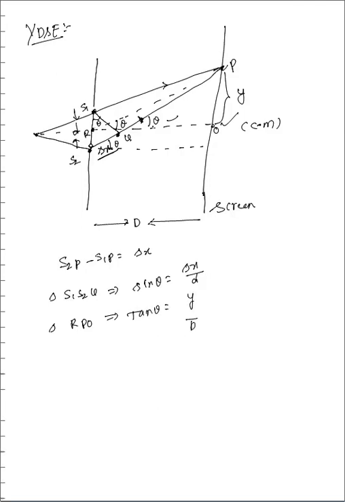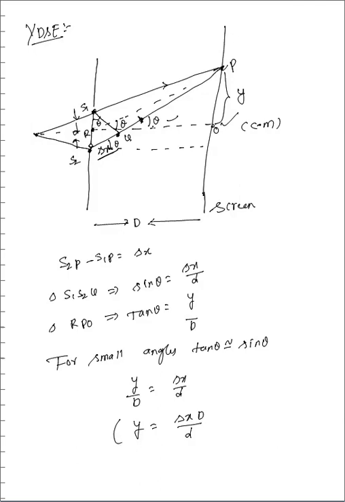We know that if the angle between these rays is small, for small angles, tan theta is always equal to sin theta, from the sandwich theorem in mathematics. So tan theta equal to sin theta means Y by D equals delta x by d. Therefore Y equals delta x into capital D by small d. This is one of the important formulas which we have to remember. The same equation we can use for maxima and minima also. Let me go to the next slide.